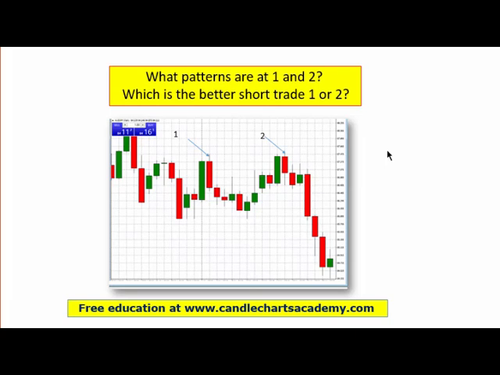Okay, now, which is the better short? Now, once again, because this is Forex, it's just as easy to sell short as it is to go long. But whatever, as I mentioned before, whatever we're going to go through here, we could use in all markets.